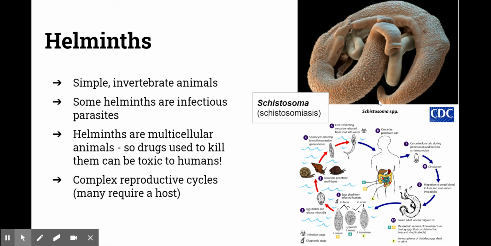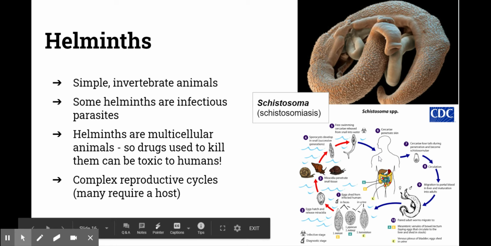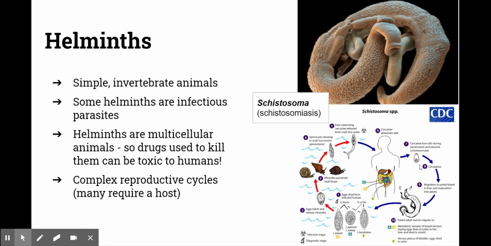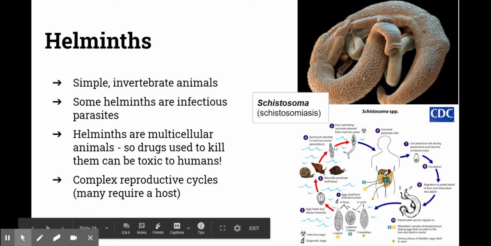This is an example of the reproductive cycle of schistosomiasis, which is a fun word to say, and I encourage you to try to say it 5 times fast. Schistosomiasis requires a more complex life cycle that involves snails. We'll get into it. Don't worry.